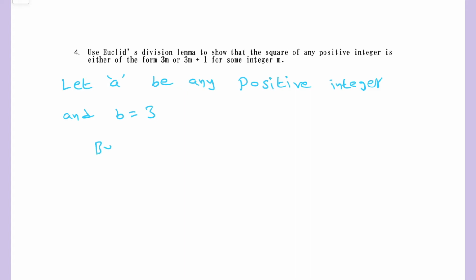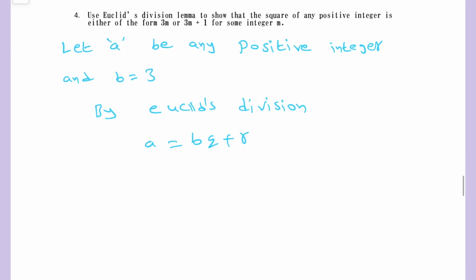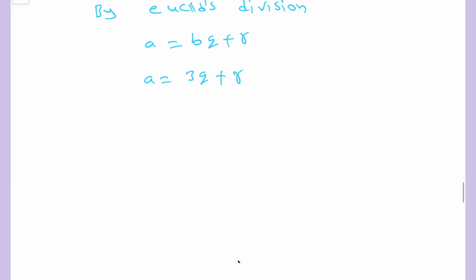So by Euclid's division algorithm, or simply we can write Euclid's division also, that is a equals to bq plus r, right? So now a is as usual equals to b value 3, q plus r. Now here what are the possible remainders then? r equals to, the divisor is given as 3, right? So the remainder should be starting from 0 and less than 3. So 0, 1, 2.